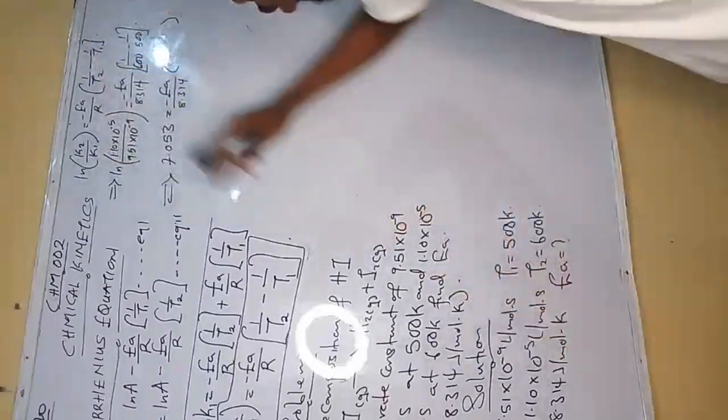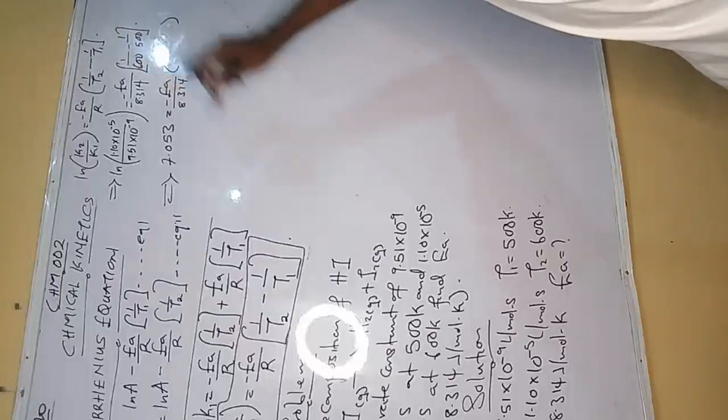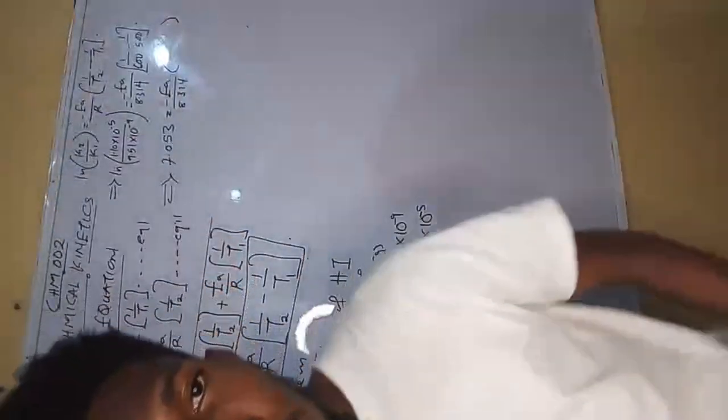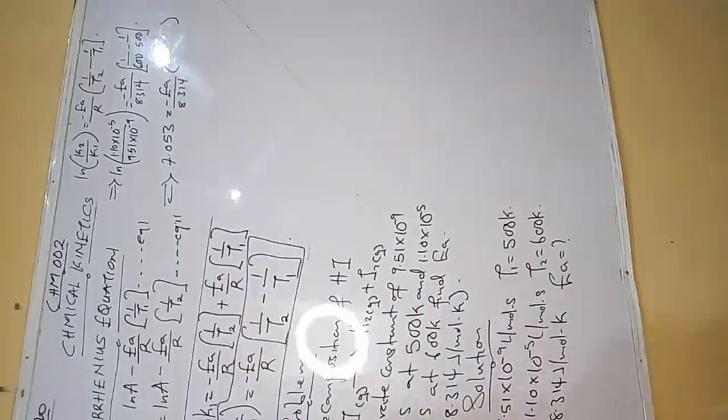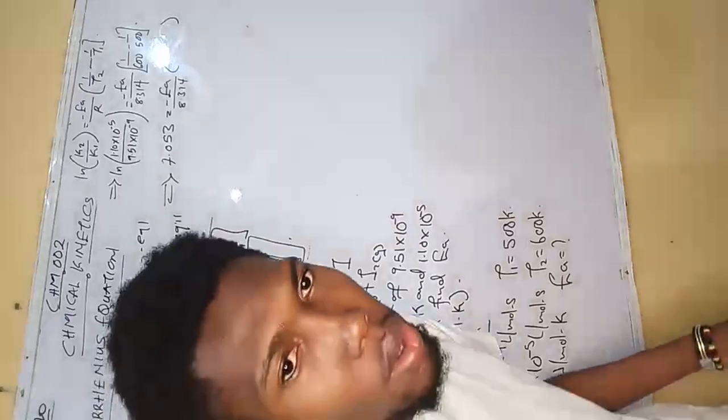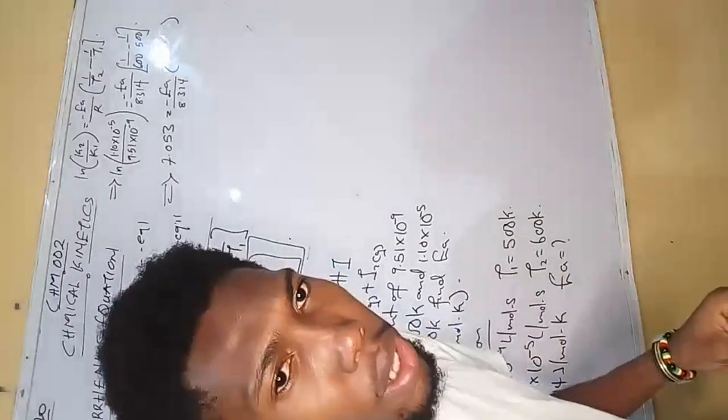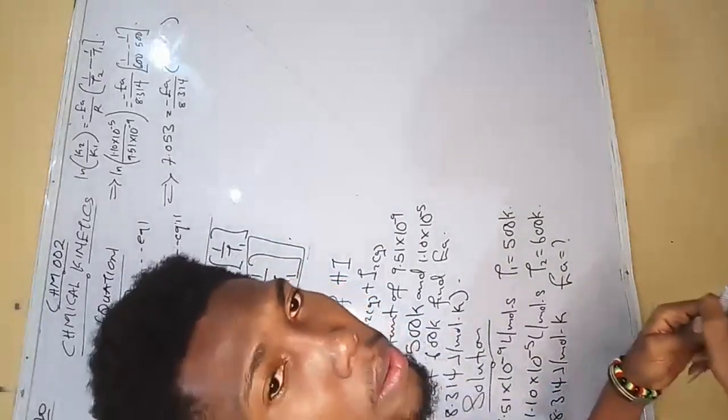All right, please, what's the value when we do 1 over 600 minus 1 over 500? What do we get? Please, someone should help me out with that now. So that gives you minus 3.33 times 10 to the power minus 4.